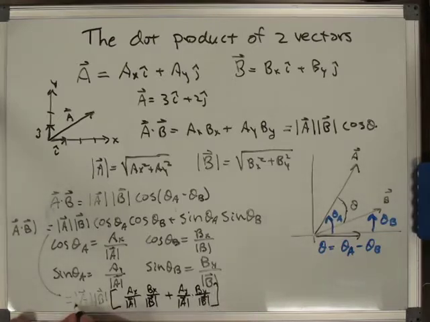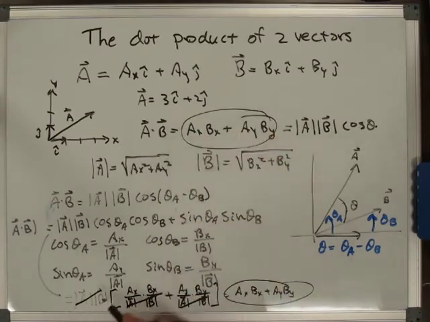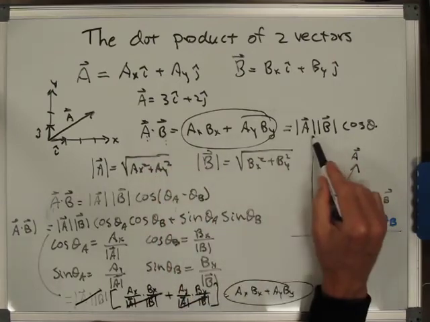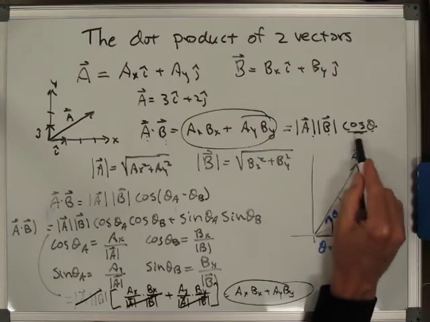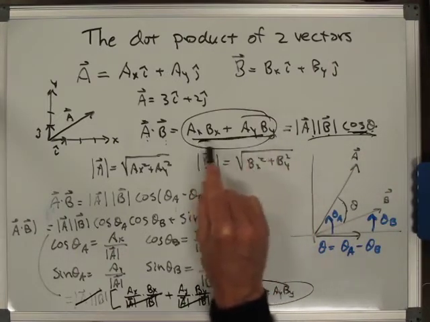Notice these guys cancel with these two, right? That's a times, and this is just AX BX plus AY BY, which is what we had here. And so the dot product of A and B is just the magnitude of A times the magnitude of B times the cosine of theta. Sometimes it's easier to evaluate it this way. This is sort of the way it's defined.